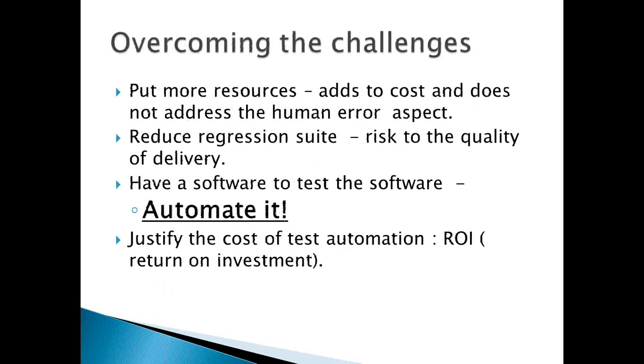So how can we overcome these challenges? One of the ways could be that we put in more resources. But if we put in more resources, it will add to the cost and does not address the human error aspects. Another could be that we reduce the regression suite, but that adds to the risk to the quality of delivery. So what do we do? We got to have software to test the software. That is, we automate it. But automating comes with a cost, so you have to justify the cost of test automation, that is, give a clear picture of what the return on the investment is.